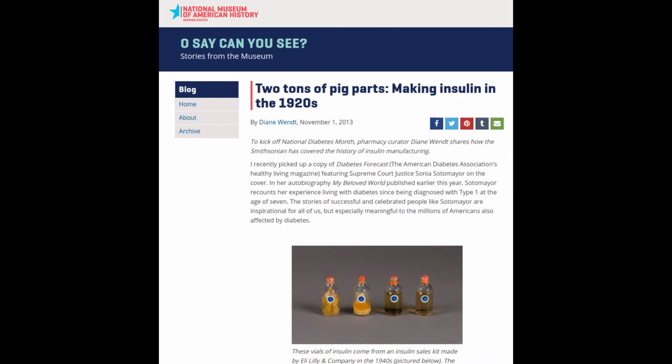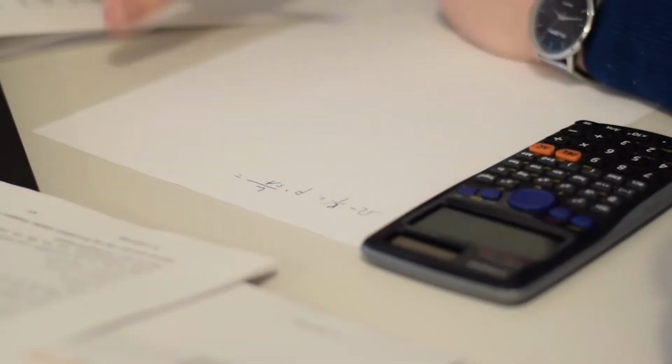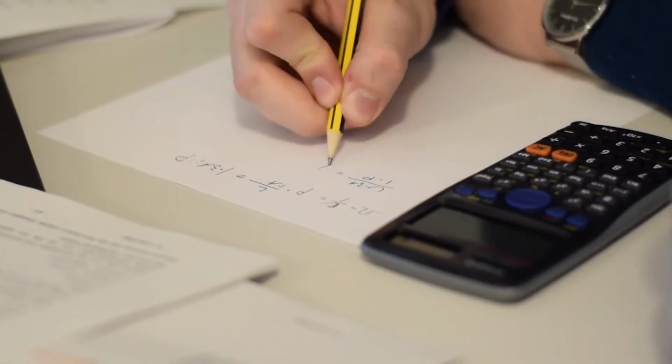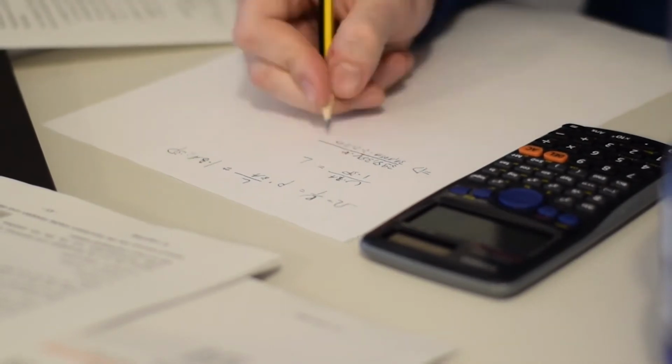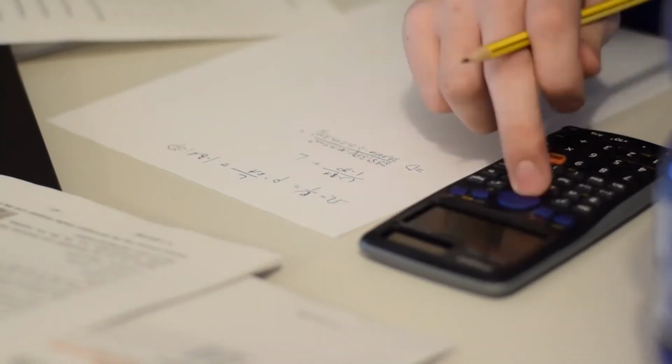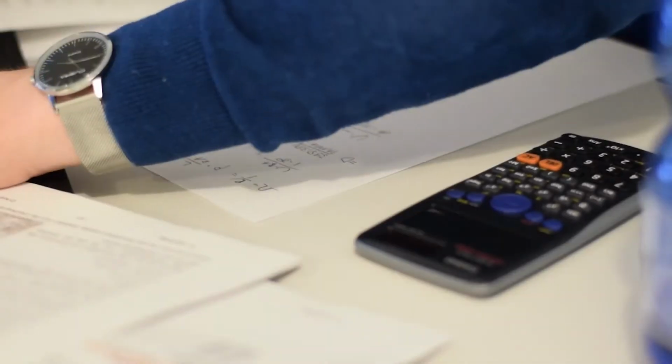Each unit of insulin is approximately 0.0347 micrograms. 8 ounces is 227 grams, and 1,000 micrograms is a gram. With a little bit of math, we can conclude that just the one 8-ounce dose of insulin would provide for 6,541,786 units.